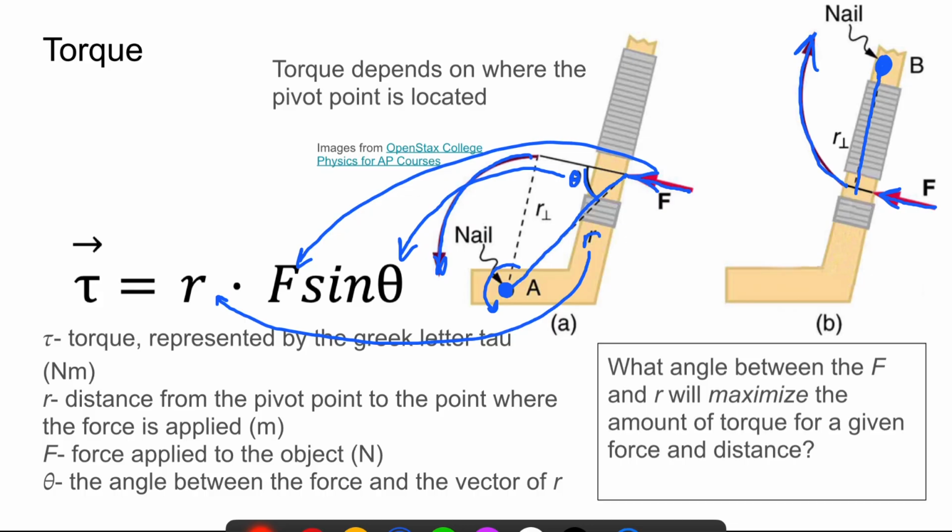So a question for you is, what angle between the force and the radius will maximize the amount of torque for a given force and distance? And the answer there is, unsurprisingly, 90 degrees. Sine of 90 degrees gives us 1. Anything other than 90 degrees would give us less than 1, right? So over in example B, we have a 90-degree angle between the force and the radius, and that means we'll have the most torque we can get from this particular force. Whereas over here in example A, we have some other angle between the force and the radius, so this would be less than the maximum torque that we can exert from that force.